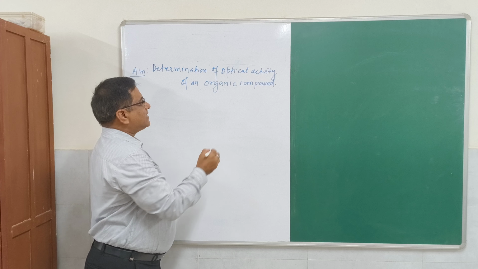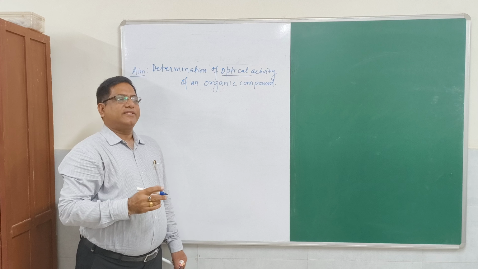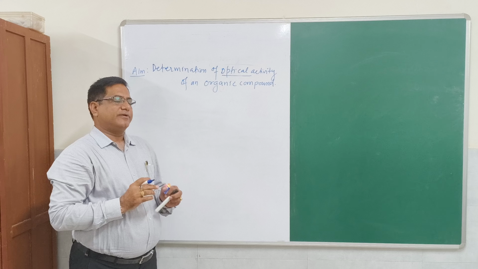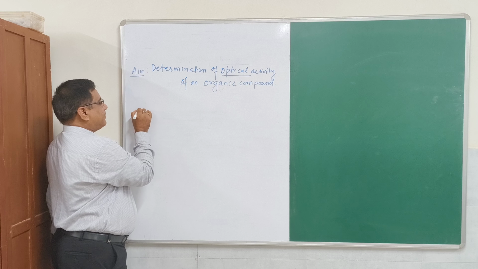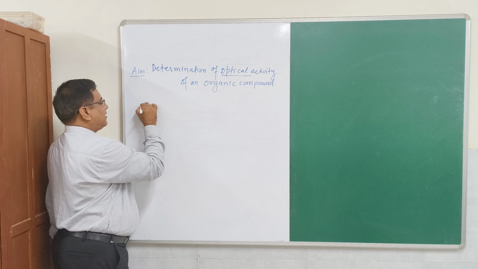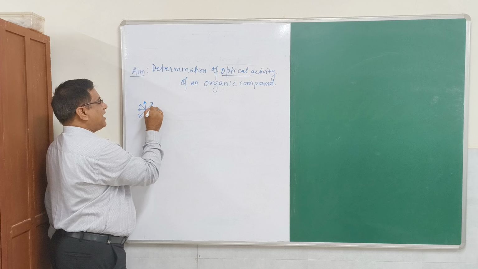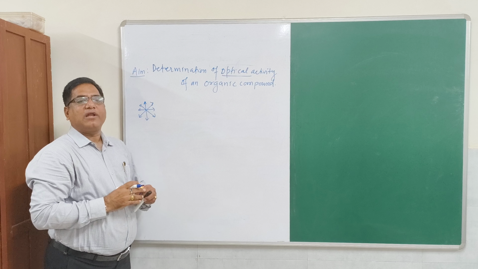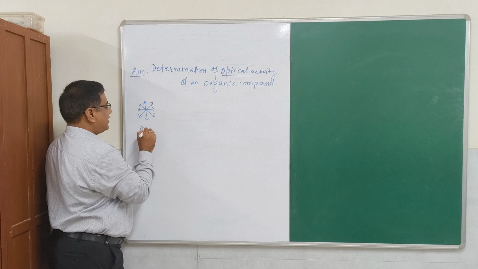Now how can we measure the optical activity? First we'll understand about optical activity. Why are the substances called optically active? In this experiment, there is ordinary light. This ordinary light is propagated in all directions, and that's why we call it ordinary light.